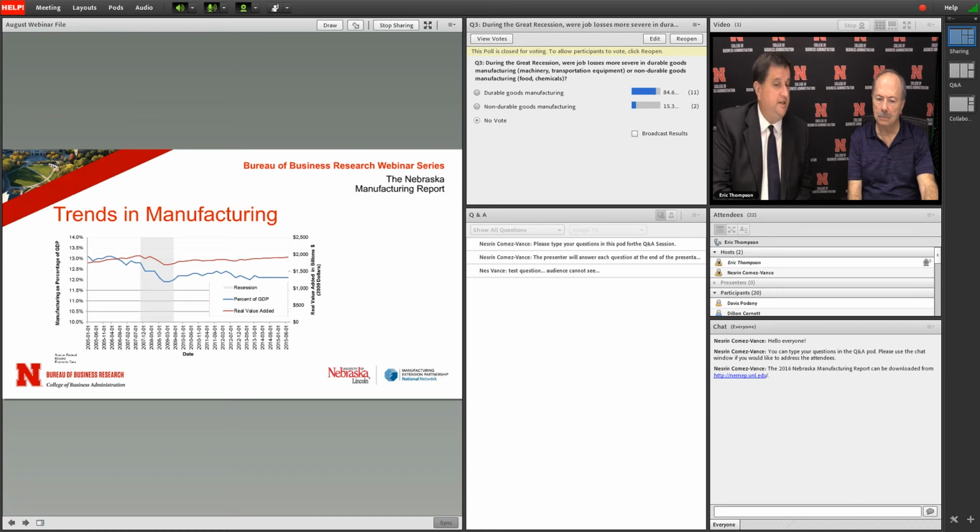The Great Recession, however, did cause the share of the Nebraska economy in manufacturing to drop somewhat. I think we saw that around the country as well. Probably less so here in Nebraska, actually, than around the rest of the country.